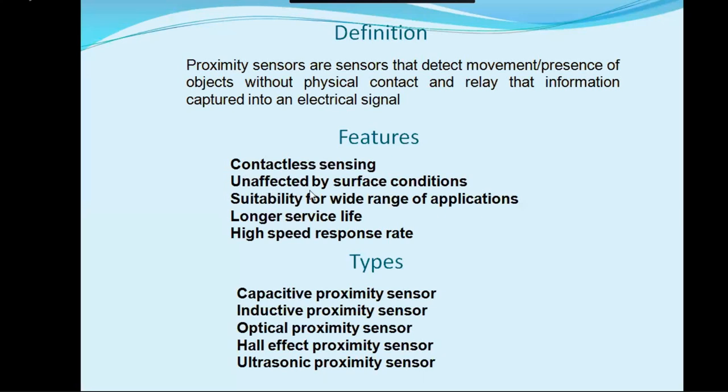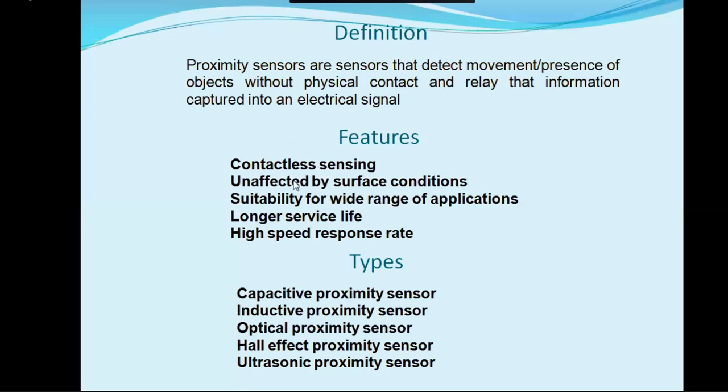The next one is that it is not affected by surface conditions. Proximity sensors are nearly unaffected by the surface color of the objects, since they mainly detect only the physical changes. The next one is suitability for a wide range of applications. It is suitable for damp conditions and a wide temperature range, unlike other traditional optical detection.